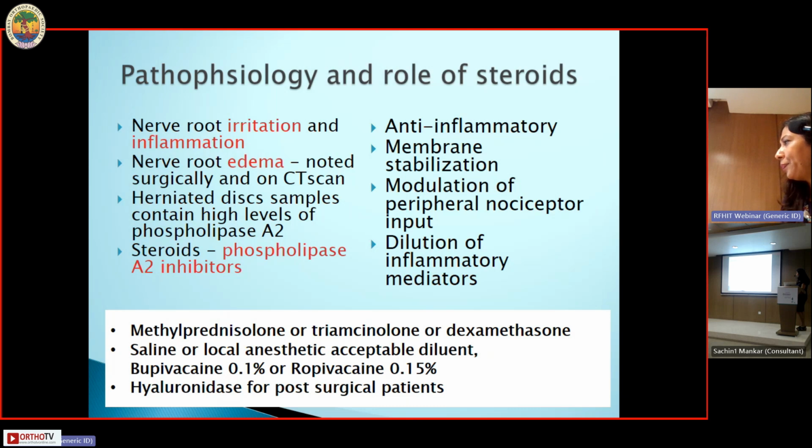Saline and local anesthetic are used as a vehicle along with the steroid. Use dilute local anesthetics like bupivacaine 0.1% or ropivacaine 0.15%, so 1 in 5 dilutions, so that your patient is not very numb after the procedure. Hyaluronidase, I use it for post-op patients. It doesn't cause adhesiolysis, but it helps in better spread of the drug. And for adhesiolysis, hypertonic saline has been used.